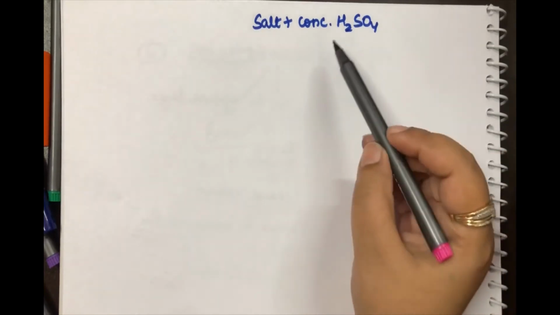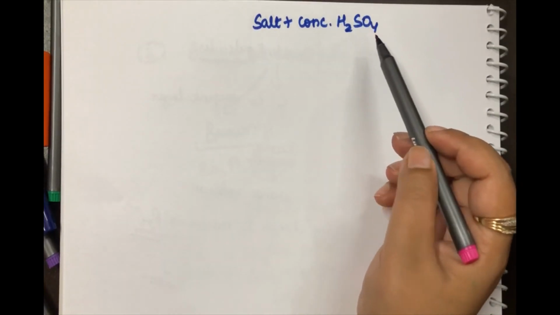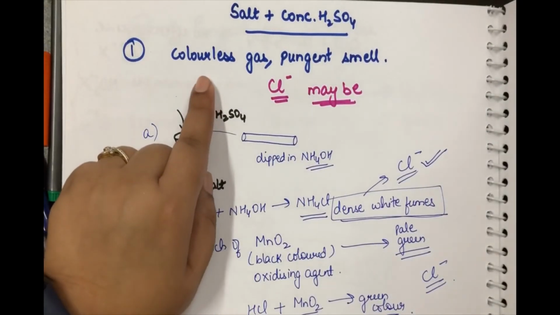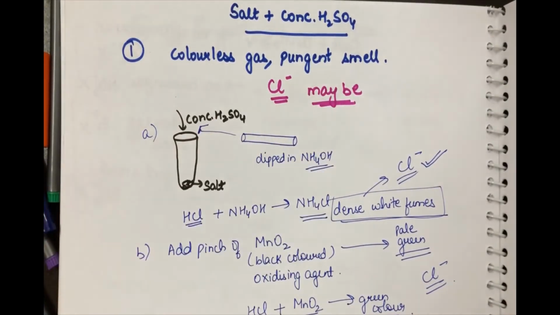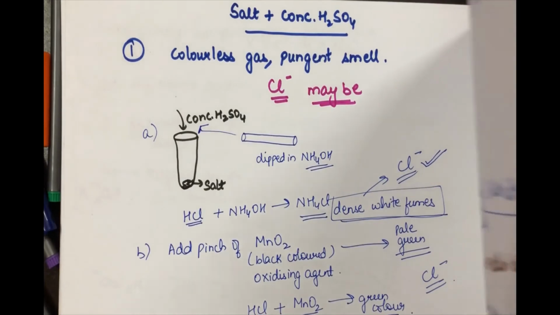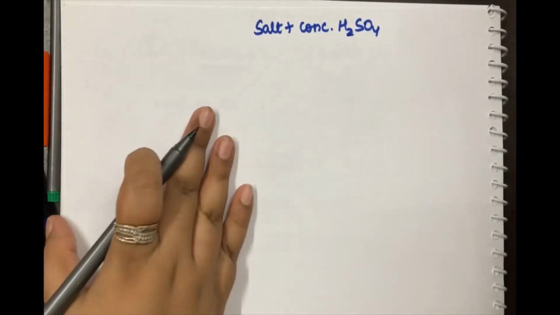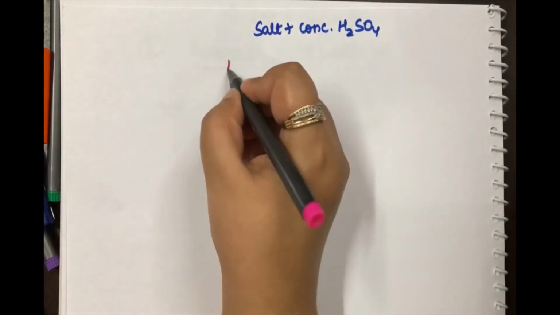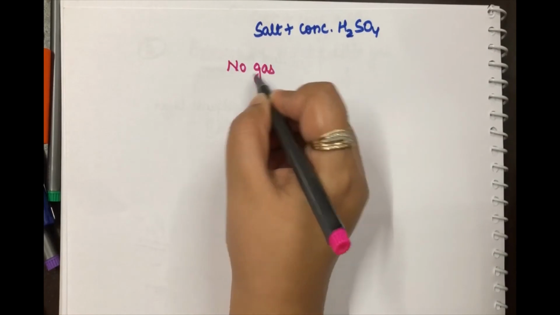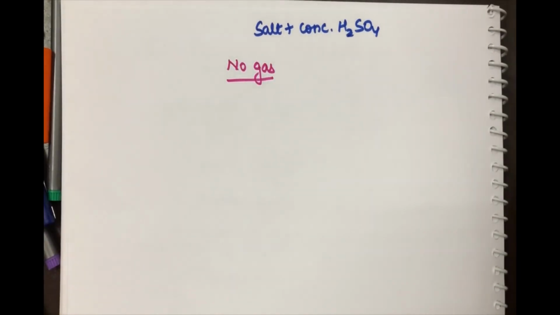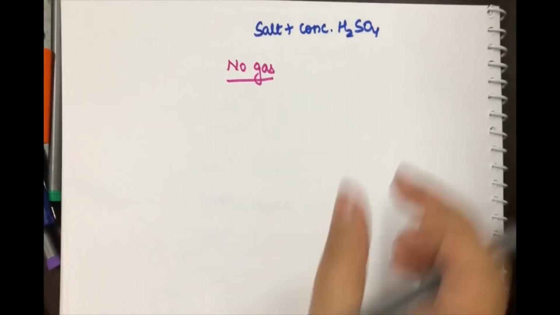Okay, now if you added salt and conc H2SO4 to a test tube, I'll show you what all the options were. You did not observe a colorless gas or a pungent smell that would have indicated chloride ion, and you did not even get a brown or a violet color gas. Now what did you observe? There was no gas.